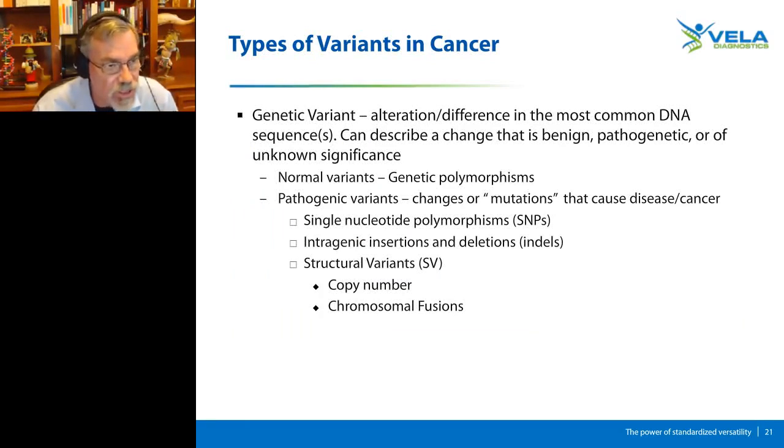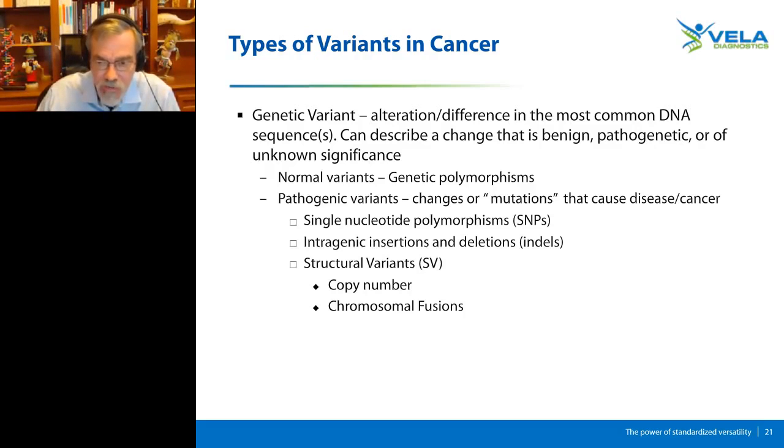So now I'd like to go through a couple of quick definitions. Genetic variants are alterations or genetic differences in a patient compared to the most common or reference DNA sequence. These can describe changes that are benign, pathogenic, or of unknown significance, called VUSs, or variants of unknown significance. Variants can be of two different types. They can be normal, non-pathogenic genetic polymorphisms, or they can be pathological or pathogenic. These changes, or mutations, usually cause frank disease, and in our case, cancer.